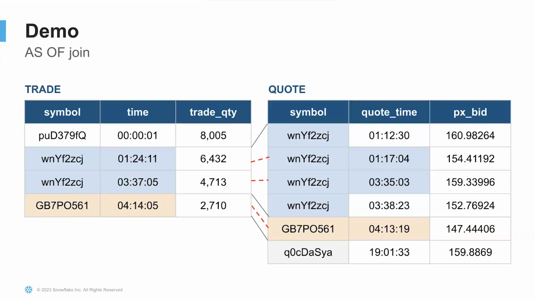So here is what we're going to see in this demo. We're going to simulate a stock trading scenario where I have a trade table with a bunch of randomly generated symbols with their trade time and trade quantity, and a quote table with the same list of symbols and quote time and bidding and asking prices for each of the symbols. In this example, each trade is associated with roughly 20 quotes. Our job is to find out the most recent quote associated with each trade. Now let's check it out.